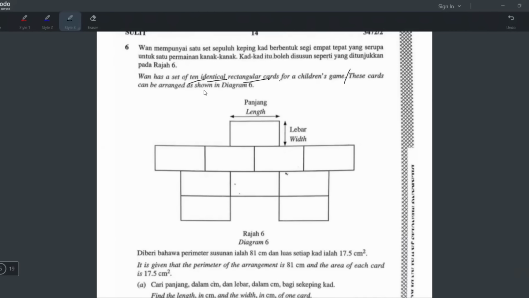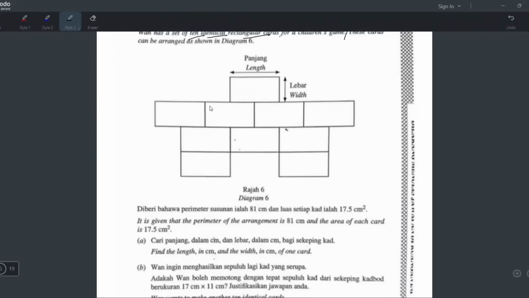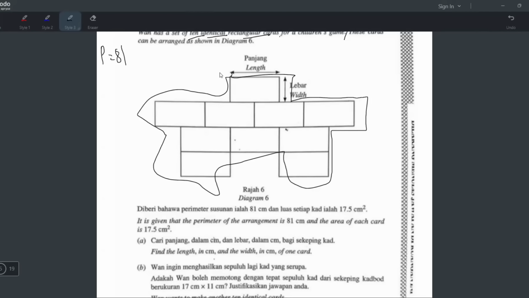Okay, these cards can be arranged as shown in diagram 6. So far nothing important here. Let's scroll down. It is given that the perimeter of the arrangement is 81. Okay, this is important. Big P is 81. The big P is the perimeter. It means the outside sides added together give 81.